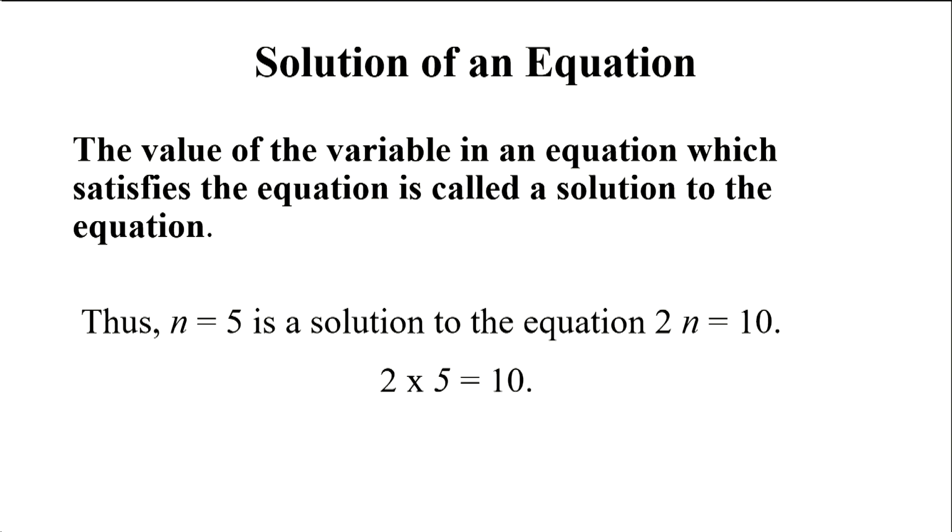So I am showing you again. When we substitute 5 for n, we get 2 into 5 is equal to 10. 10 is equal to 10. Left hand side is equal to right hand side. Therefore, 5 is the solution for the given equation.